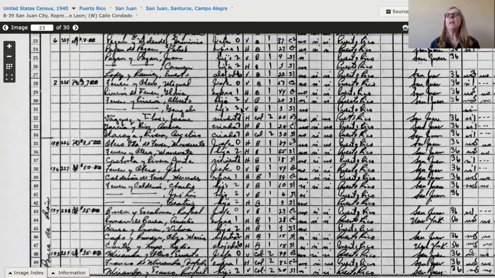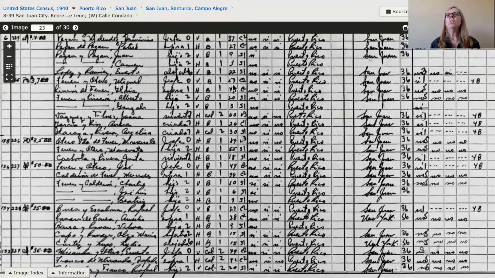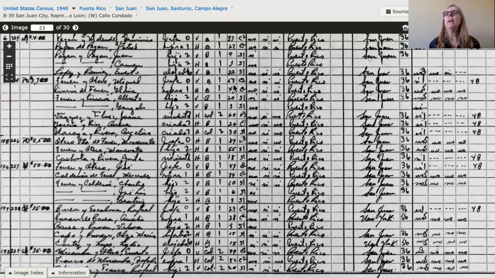And we'll notice the ages of the family. It looks like father is being reported as 43. I'm not sure that quite matches up with what we know. It may be off a little bit. I believe he should be about 53. Mother is 44. Alberto is 20. And Gonzalo is only 3 years old.